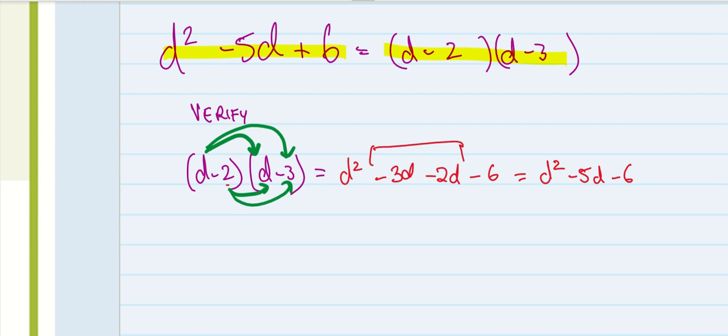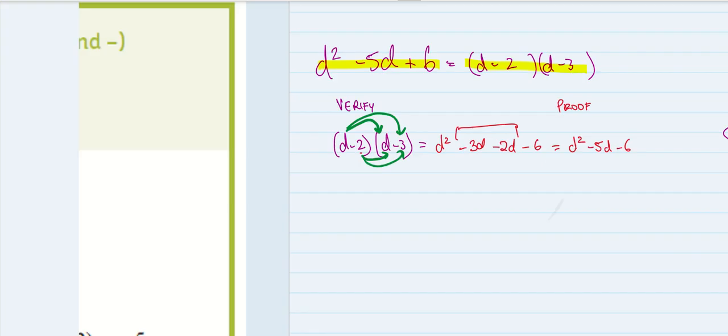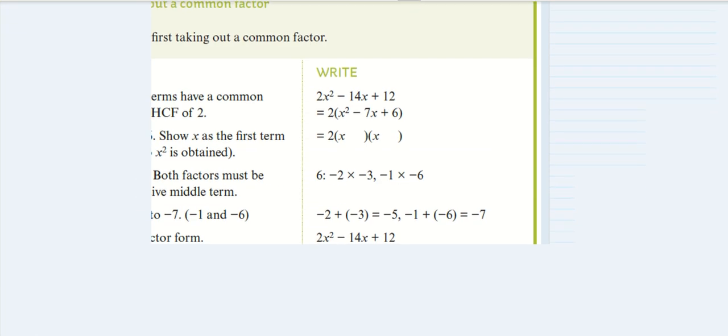And notice that, yes, this is what we call our proof. We have verified that we've done it correctly. That's a good way to check your work, essentially. Okay.